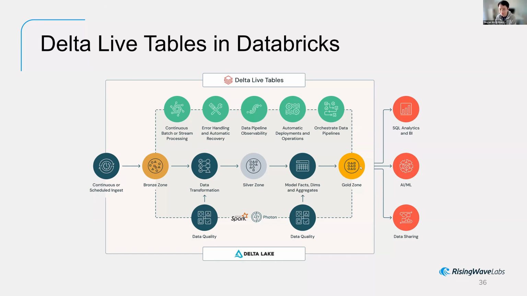Then it generates results into what they call the gold zone, so that you can directly use the results to power your BI tools, or AI and machine learning, or data sharing. That's Delta Live Tables. So let's dive deeper into what it means.